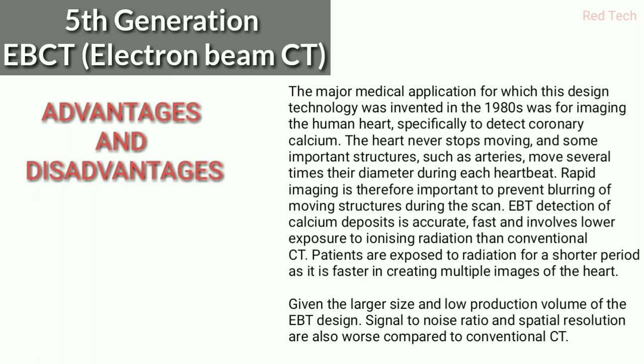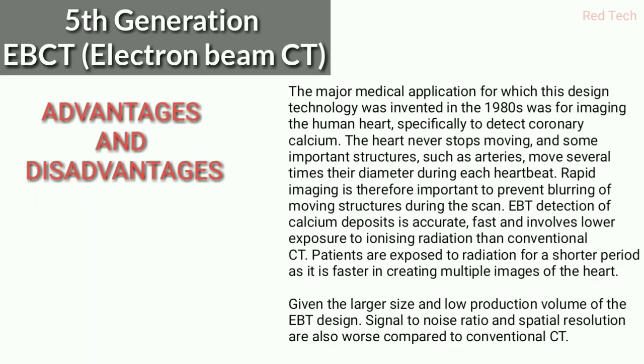The disadvantages are that signal to noise ratio and spatial resolution were not as good as conventional CT, and it has a larger size and low production volume. You know that in this machine four tungsten targets are built in, so it occupies more area than the previous machines. So this is all about the advantages and disadvantages. The main advantage is calcium scoring, or you can say cardiac imaging.